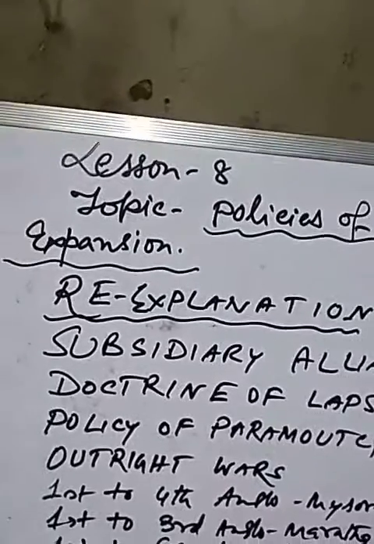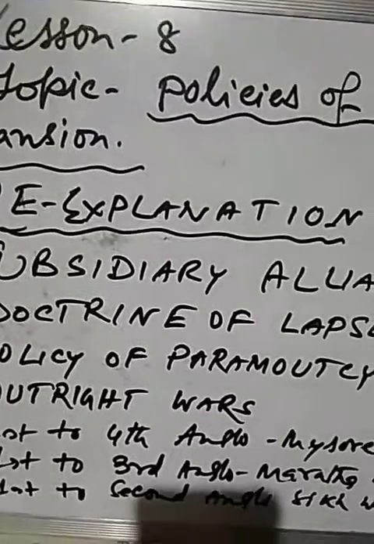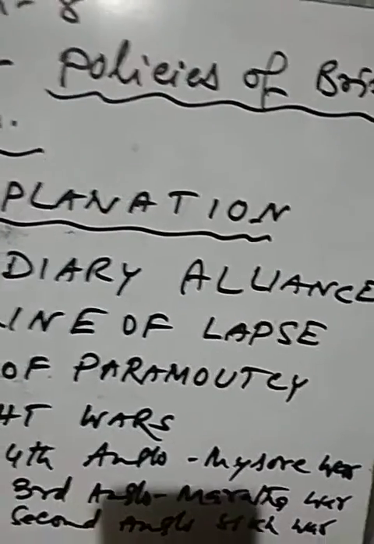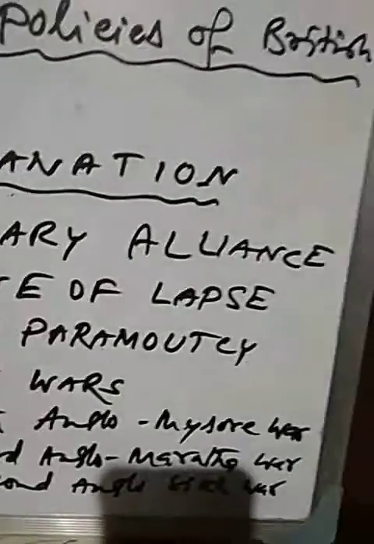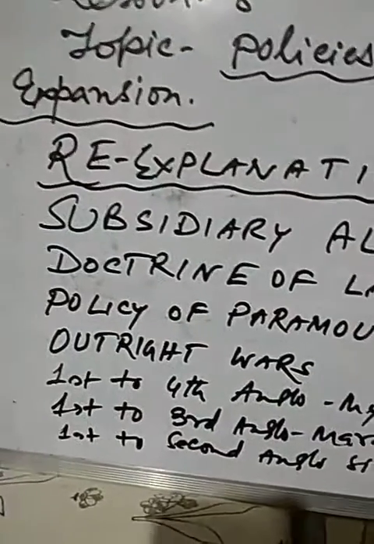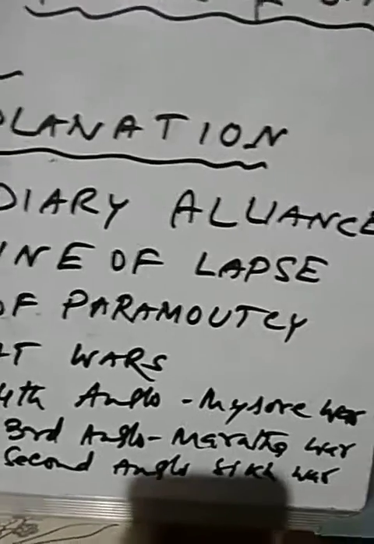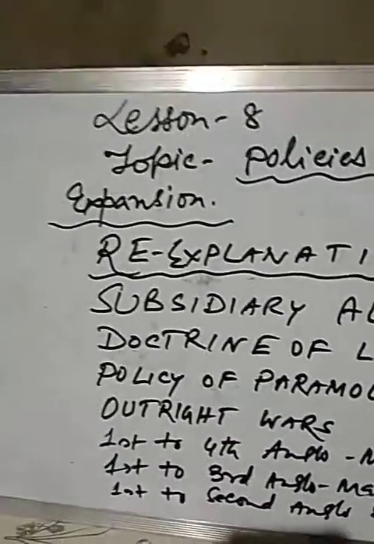As per the following points. Number 1, subsidiary alliance, doctrine of lapse, policy of paramountcy, outright wars, first to fourth Anglo-Mysore wars, first to third Anglo-Maratha wars, first to second Anglo-Sikh wars. Under the following points, I am going to re-explain this lesson.